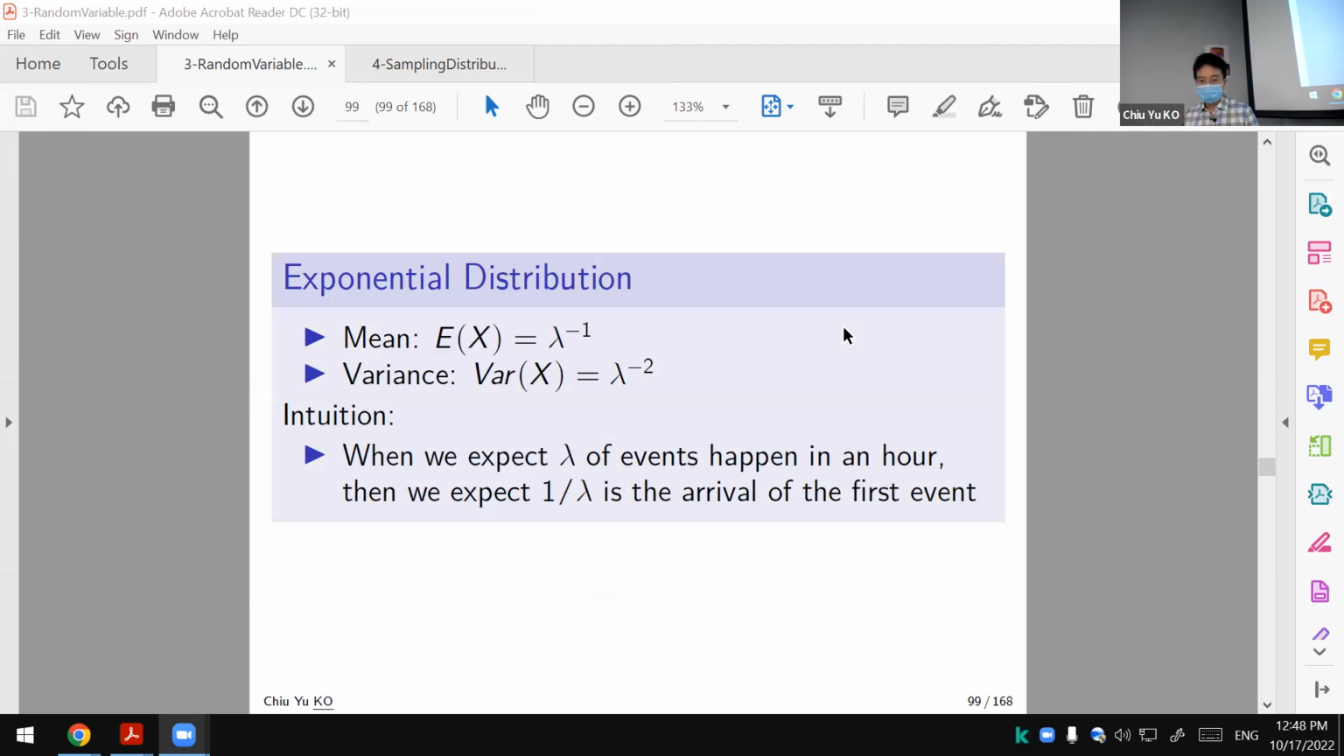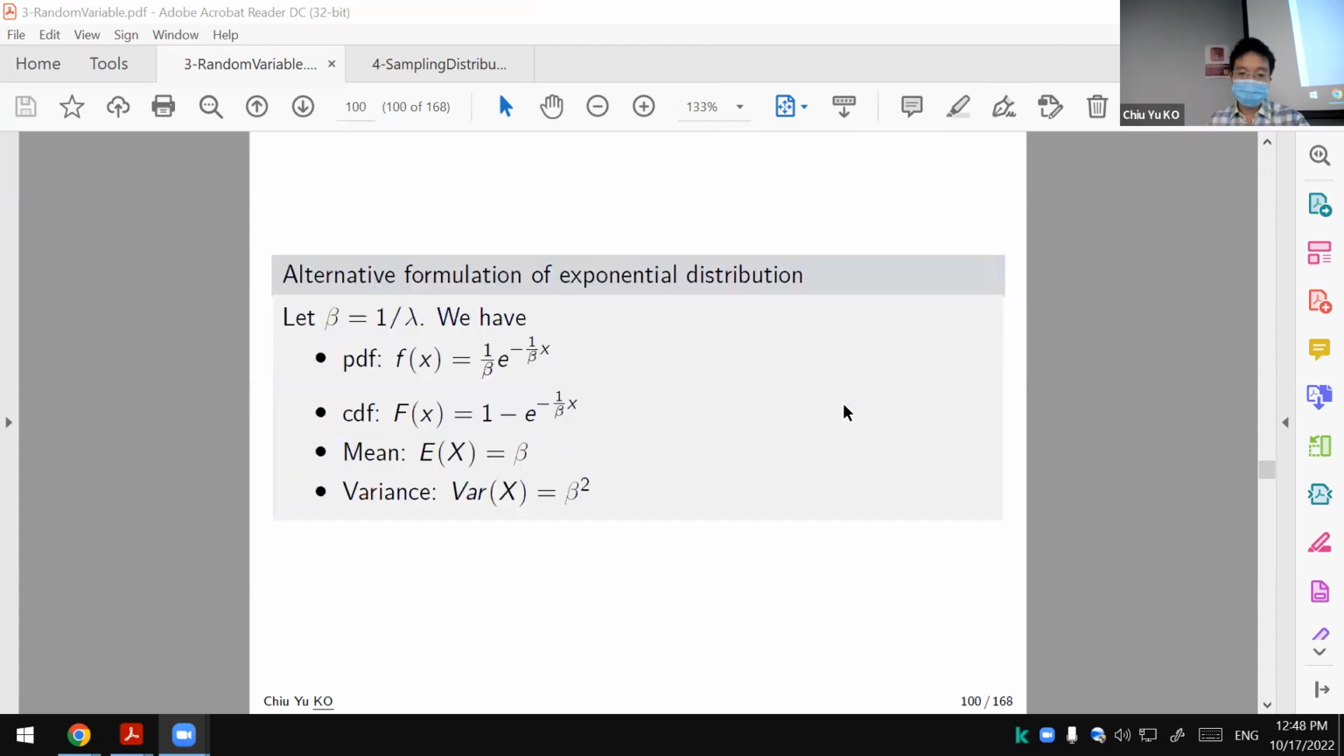Okay, and one important thing is about the variance. We don't have good intuition right now, but the mean is different from the variance. That is slightly different from Poisson. For the Poisson, the mean and variance are the same, but for exponential, it depends on the lambda. It can be smaller, it can be bigger, but the variance will be different from the mean in general.